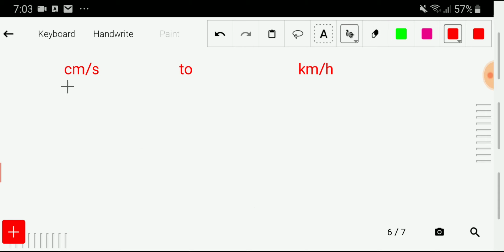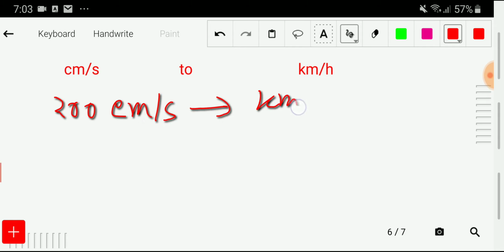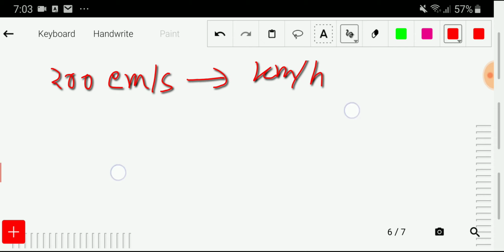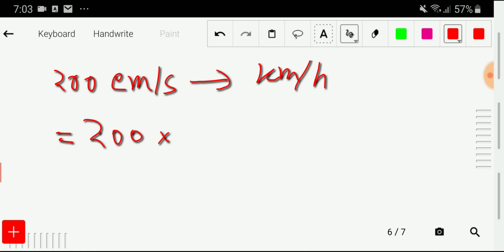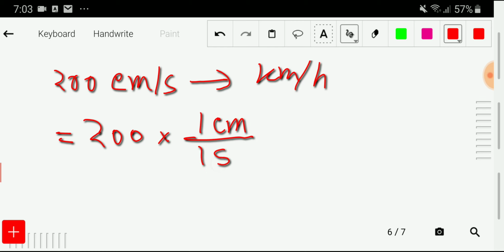First method. To apply the first method, let me take an example. Let's say we have to convert 200 centimeter per second to kilometer per hour. So how will we do that? In the first method, I will just rewrite this 200 centimeter per second as 200 times 1 centimeter divided by 1 second. I am just rewriting this, not doing anything.